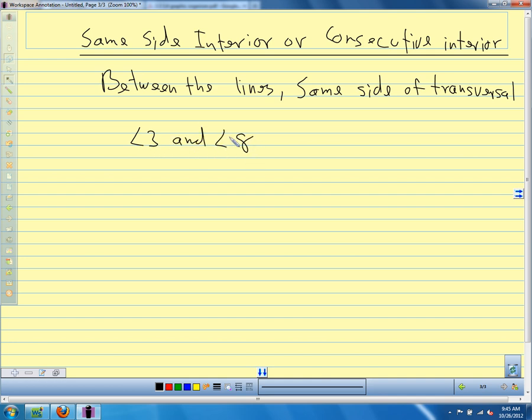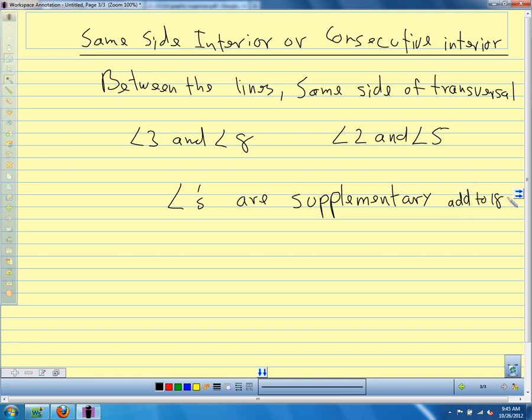3 and angle 8, and angle 2 and angle 5. And same side interior or consecutive interior angles are supplementary. And what does supplementary mean? Add up to 180. So same side interior angles add up to 180. So angle 3 and 8 would add up to 180, and angle 2 and 5 would add up to 180.